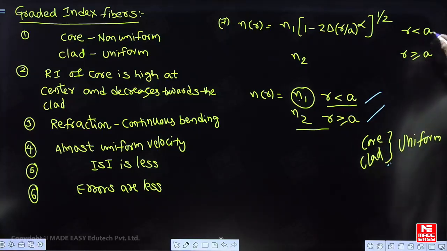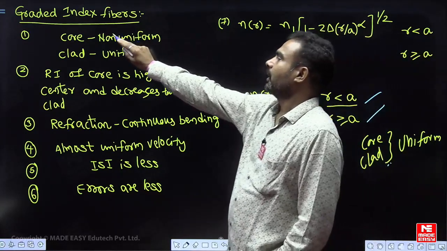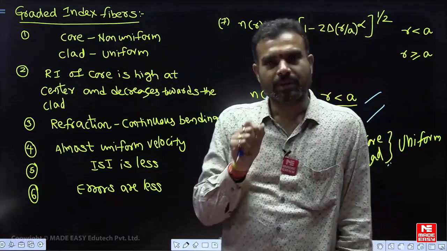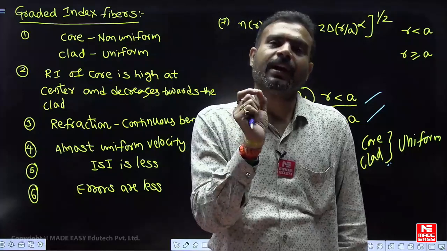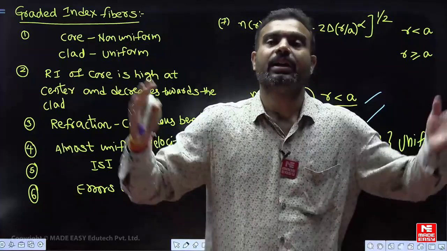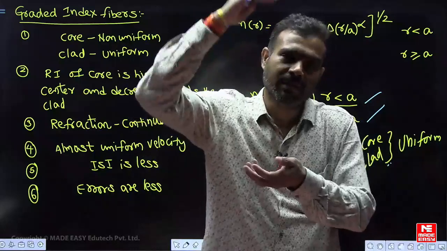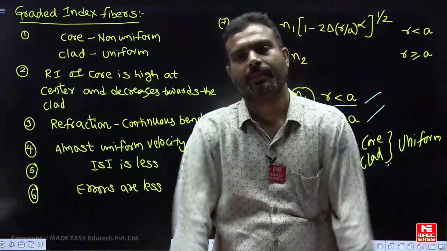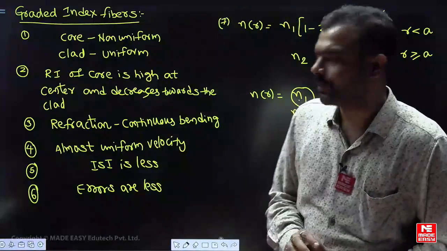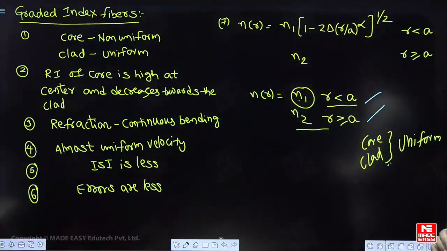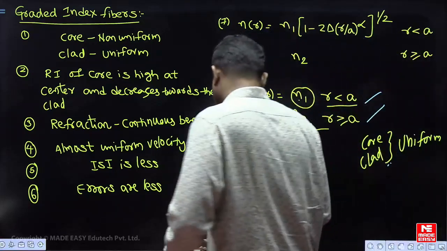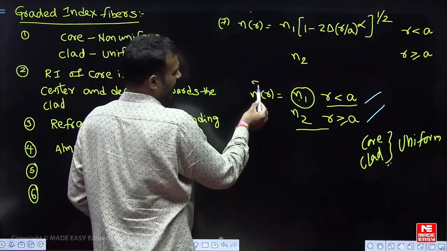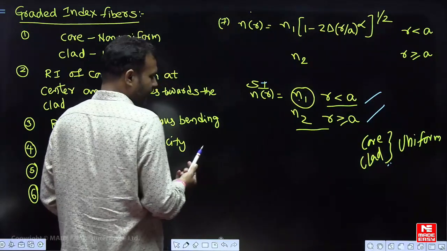But this is not the case here. As per the concept, the core is non-uniform, changing with respect to the R value. With respect to the radius of the core, the refractive index changes. At the center it is high and at the edges it decreases. The refractive index decreases as you move towards the edges, and that is the concept behind the graded index fiber. I hope everybody in the class understood the difference between this, the graded index, and this, called step index, the SI, step index fiber.